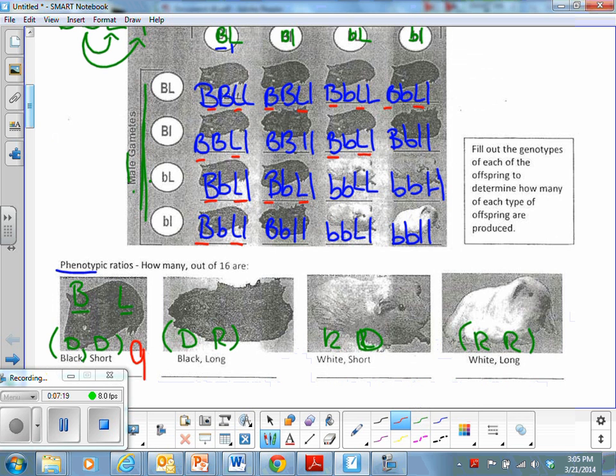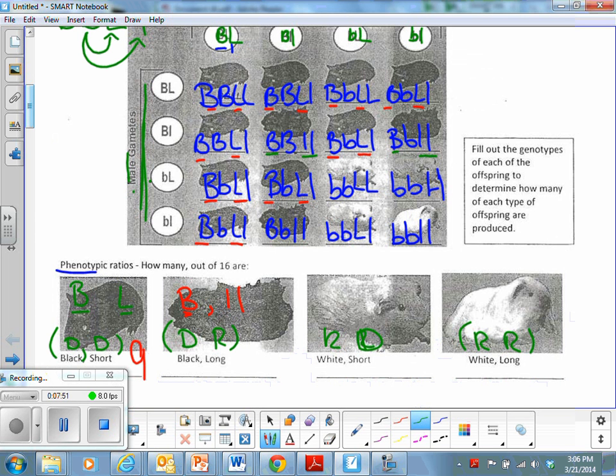Okay? And then black and long. So if they're black, again, they're going to have a big B. But if they're long, they're going to have 2 little L's. So I need to find the ones that have at least 1 big B and 2 little L's. Okay. So those are already used. That's why I usually put little marks, so you don't have to look at them again. Just saves time. So there's 1 big B, 2 little L's, so I found 1. There's 1 big B, 2 little L's. I found 2.